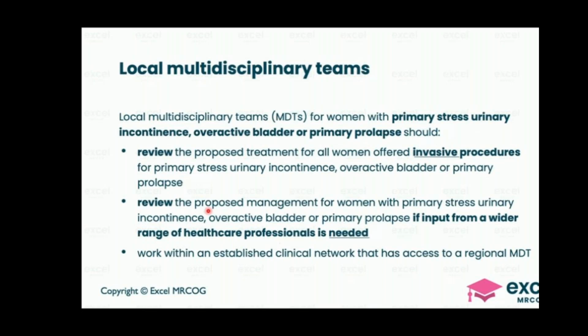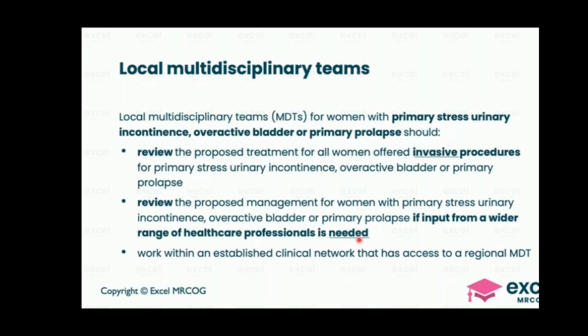Now, if the proposed management for women with primary SUI or overactive bladder or primary prolapse requires input from a wider range of healthcare professionals. Let me give you an example.